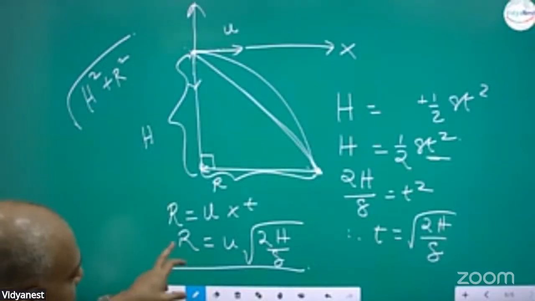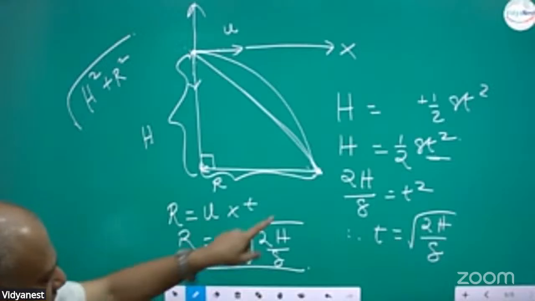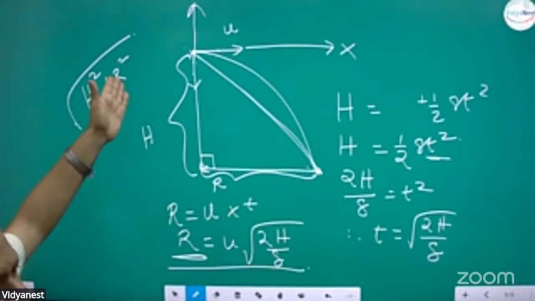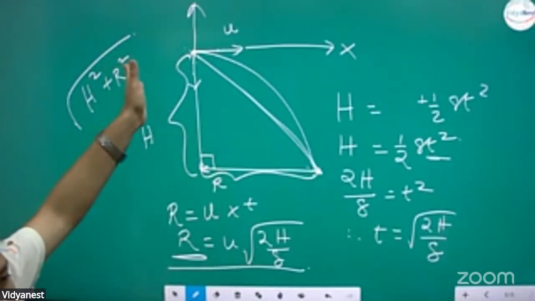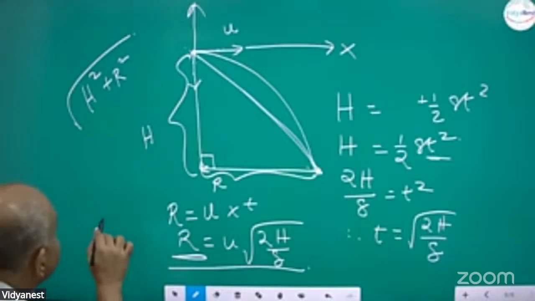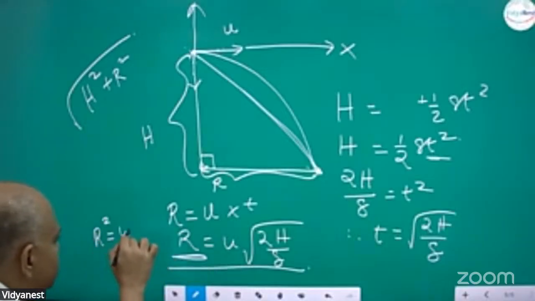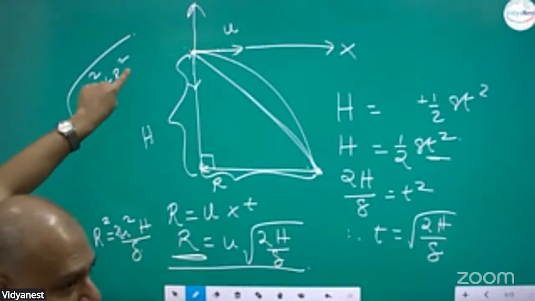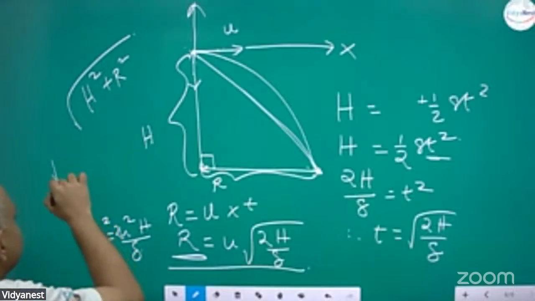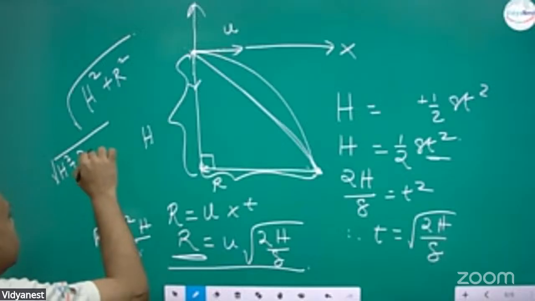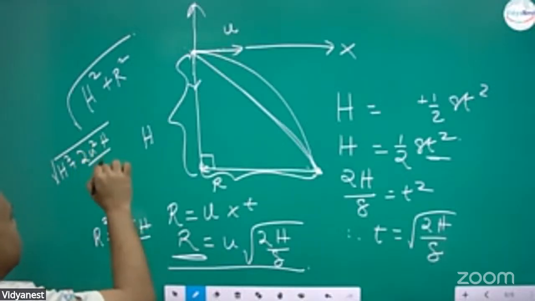So we already found the expression of the range, and we can directly put the value of the range here. So what is the value of r square? We can write it this way: u square into 2h by g. That I can put here. The root over h square plus 2u square h by g plus.